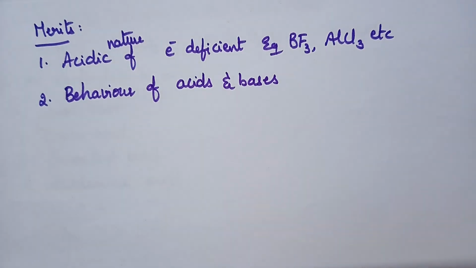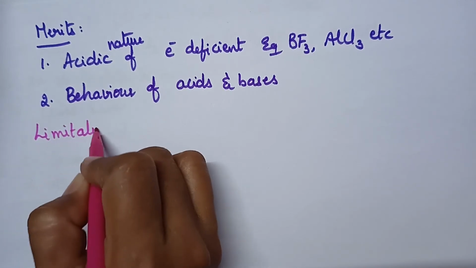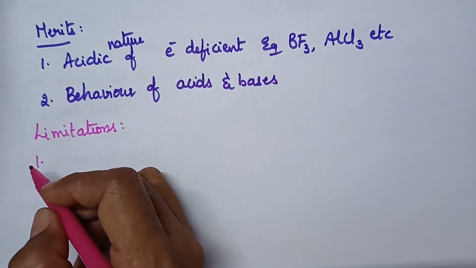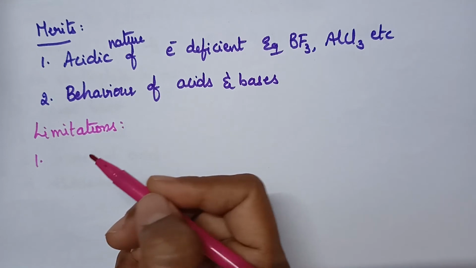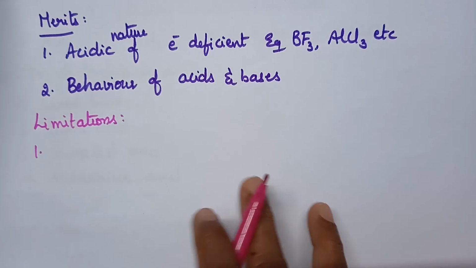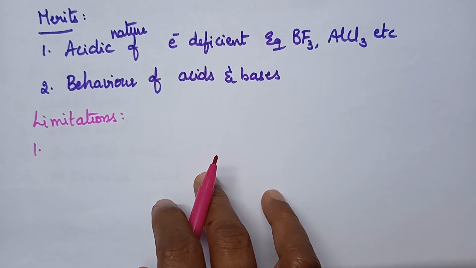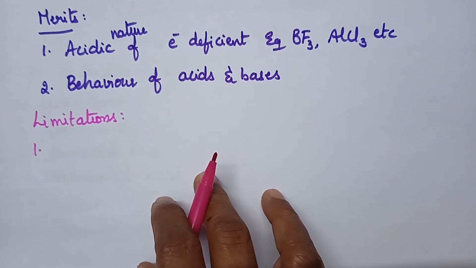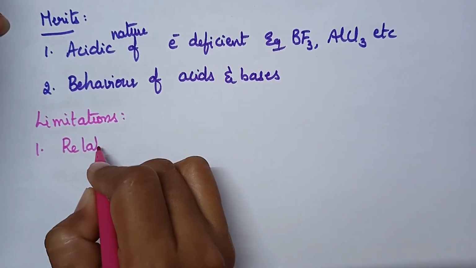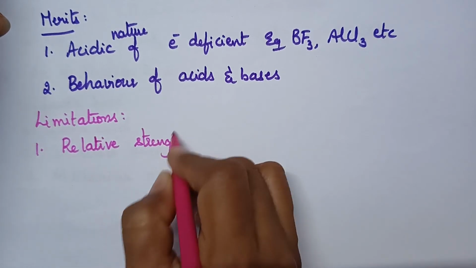So coming to the limitations, there are several limitations of Lewis theory. In general, it explains acid as an electron deficient compound and base as an electron rich species, and both are capable of forming a coordination covalent bond. But it could not explain the relative strength of acids and bases.